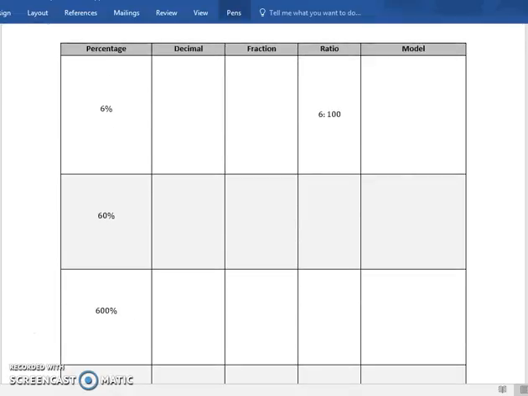So we want to start filling in a table. So if the percentage is 6, the fraction, well, percent's always out of, yeah, it's out of 100 there.